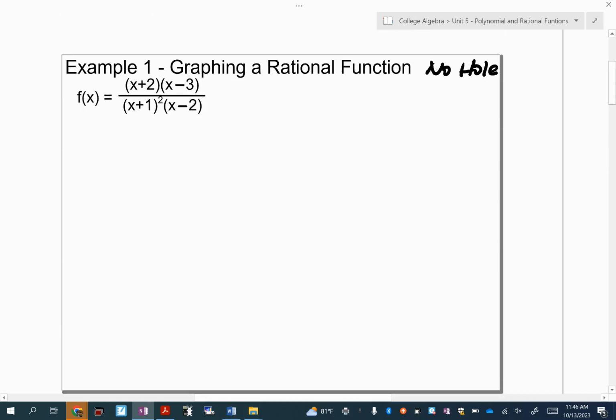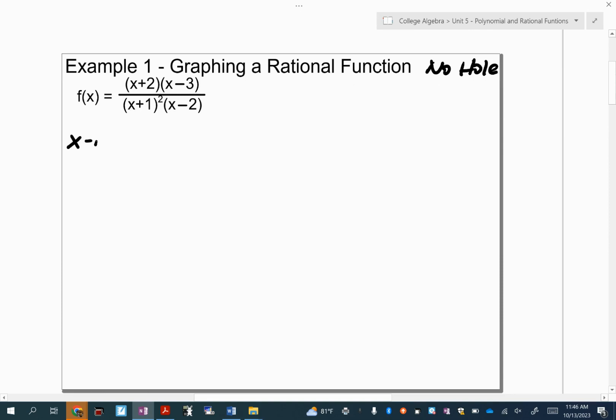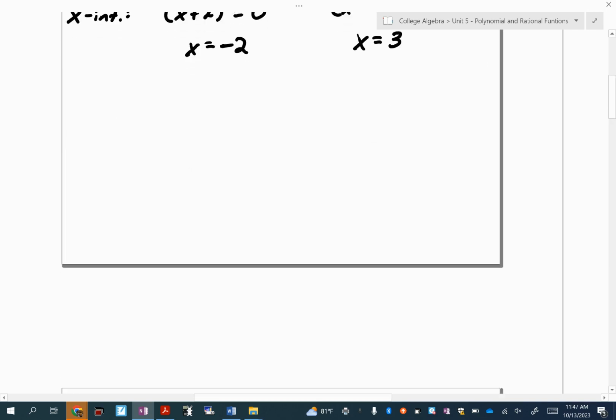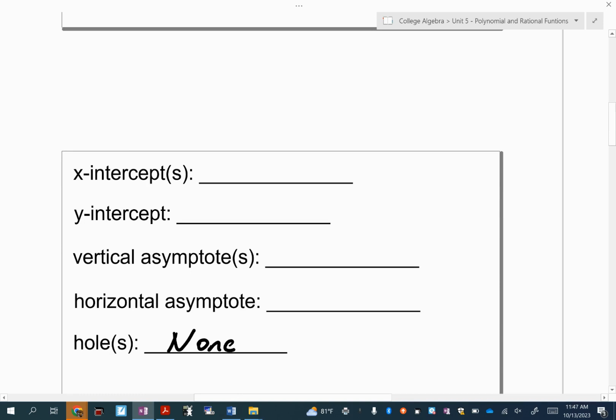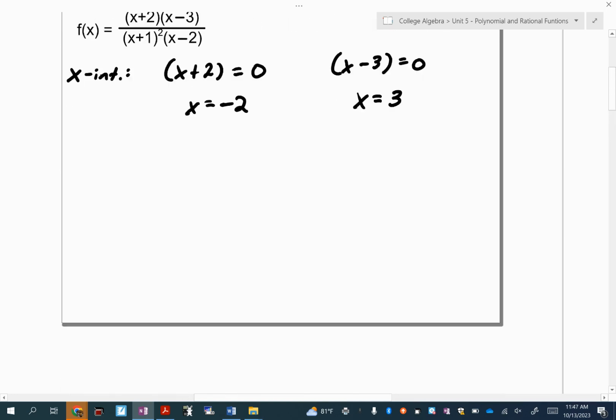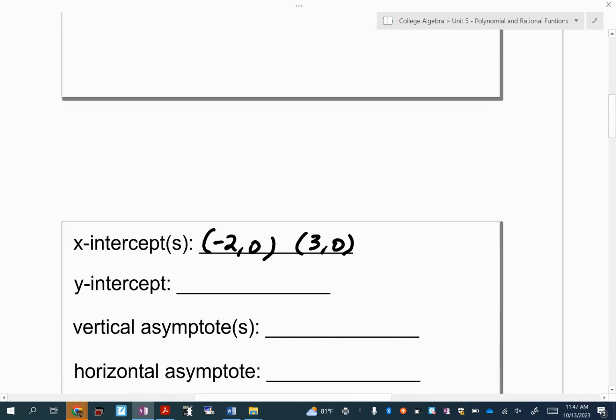All right, so I'll start with the intercepts. To find the x-intercepts, I'm going to set the numerator equal to 0. So x plus 2 equals 0, and x minus 3 equals 0. If I move over the plus 2 with a subtraction, I get x equals negative 2. If I move that minus 3 over with addition, I get positive 3. So my two x-intercepts, and you can write x equals those values, but I'm going to write negative 2, comma 0, and 3, comma 0, because those are my ordered pairs for my x-intercepts.